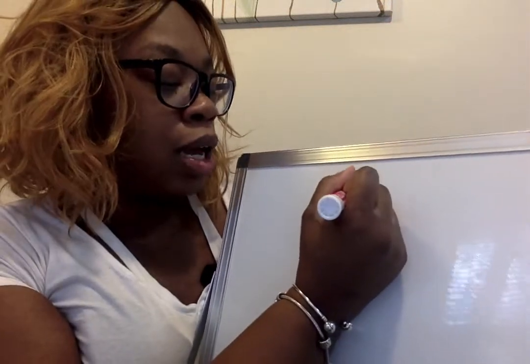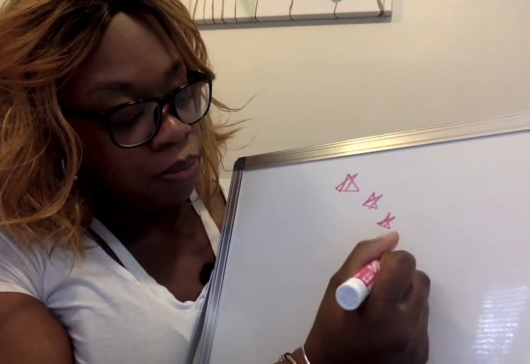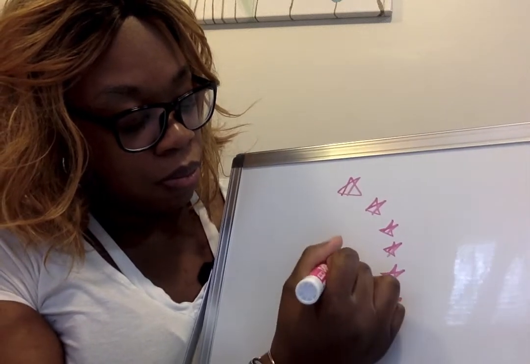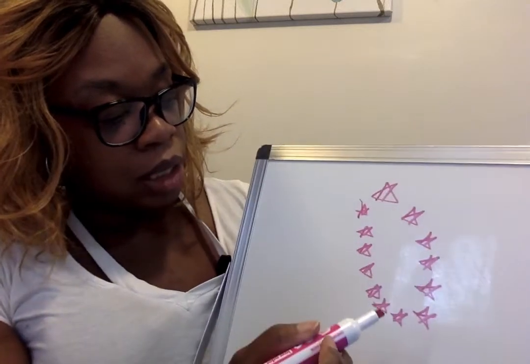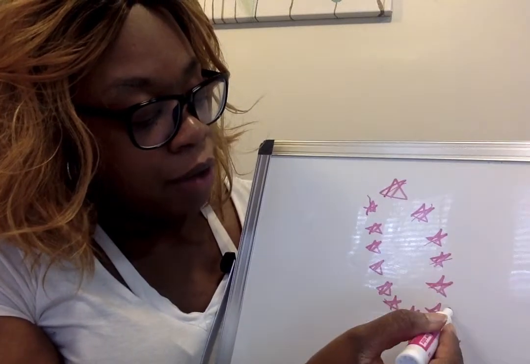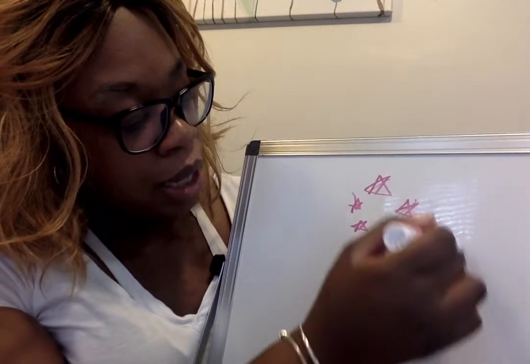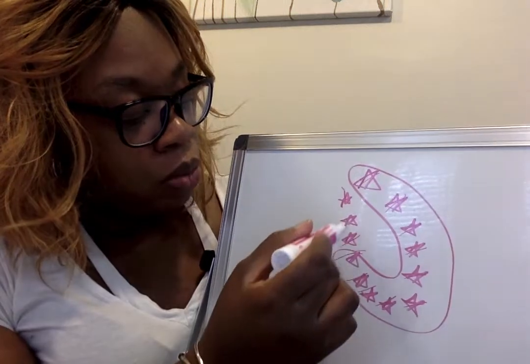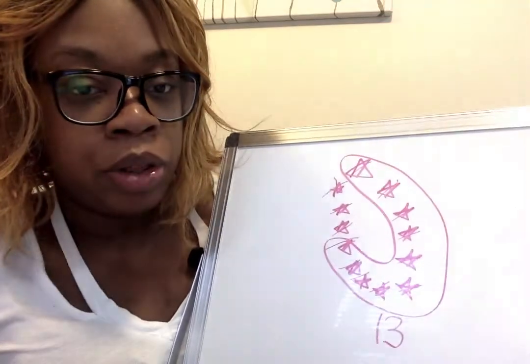Let's do another one. Let's do stars this time. All right. Let's count and see how many we have. 1, 2, 3, 4, 5, 6, 7, 8, 9, 10. All right. Put a circle around that 10. And then we can count on 10 1, 10 2, 10 3. And I'm going to write 10 3 or 13 right there.